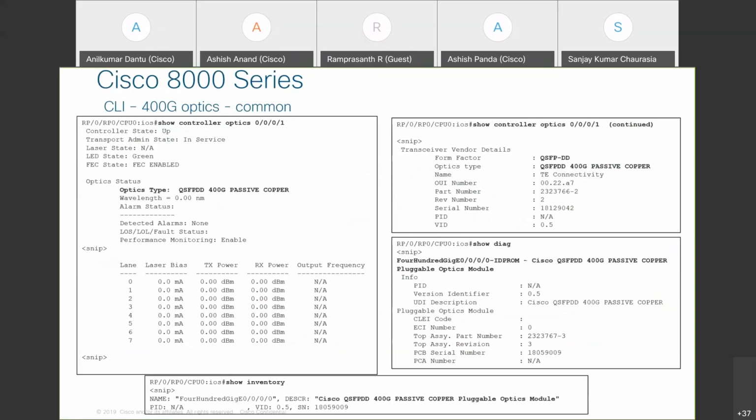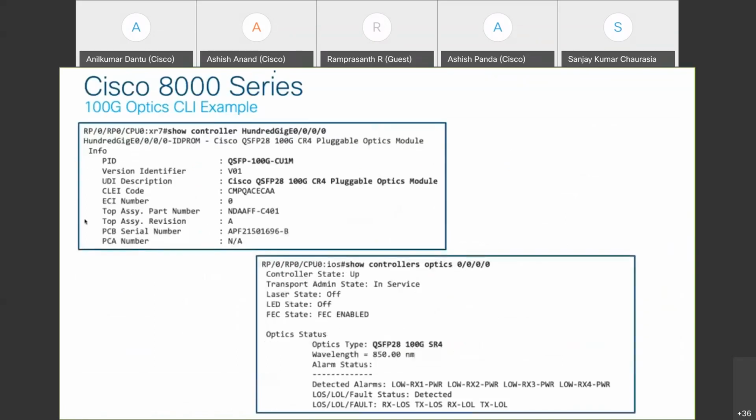So for troubleshooting, you have your standard commands. Show controller optics is the command, as well as show controller 100 gig or 400 gig. Those commands are pretty standard, like what we have in a normal 40 gig or 100 gig interface. The command-wise, it is pretty much the same.